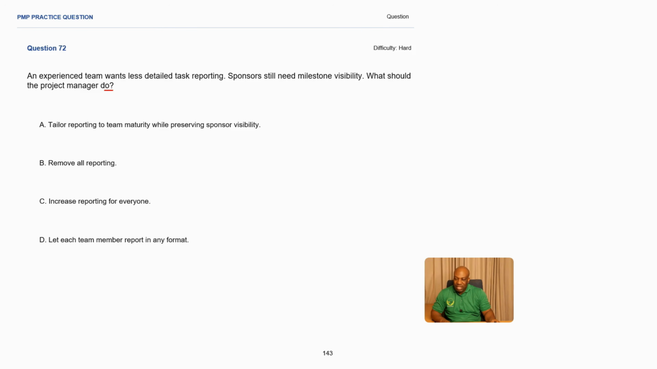What is our problem statement here? We have an experienced team that wants less detailed task reporting because they're experienced. So they don't want something to be very detailed, okay? That they are reporting to the project sponsor. This project sponsor still needs milestone visibility. What should the project manager do? Let us go through the answers now.